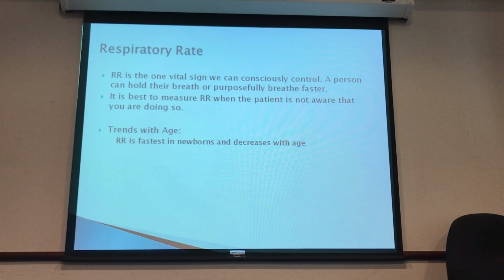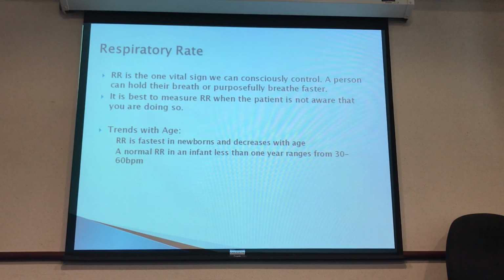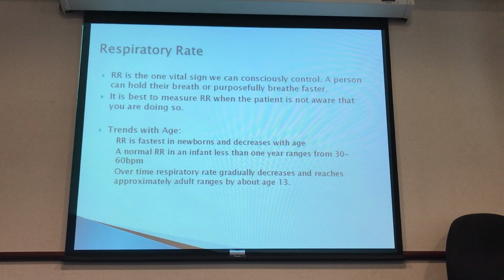Again, respiratory rates are fastest in newborns and then decrease with age. In infants less than a year, you can have ranges from 30 to 60, more likely on that upper end. And obviously in the nursery, we often have babies with some transient tachypnea who might be above that range and still look comfortable and pink and otherwise be doing well. Once they leave the newborn nursery, they shouldn't really have respiratory rates over 60. And again, respiratory rate gradually decreases and approximates adult ranges by the time kids are early teens.